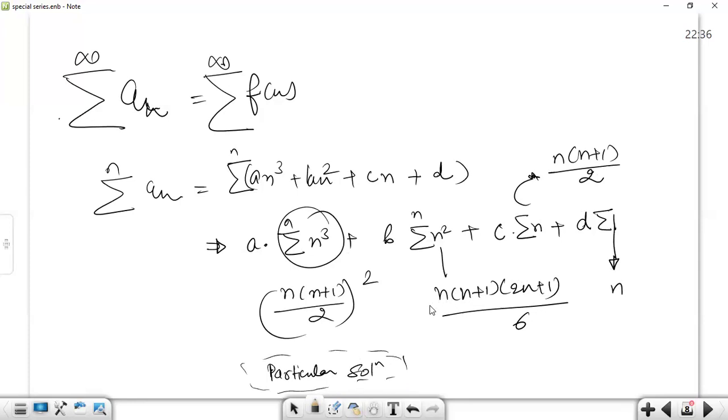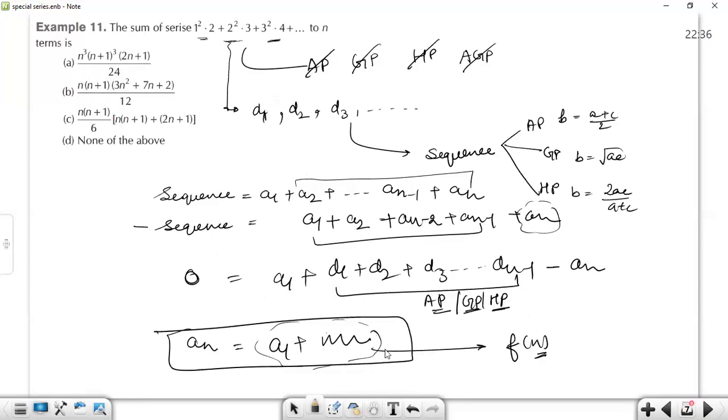Let me show you an example now. Clear? Is there any doubt in this particular method? No, sir. Okay, so let's solve the same question. Next slide.